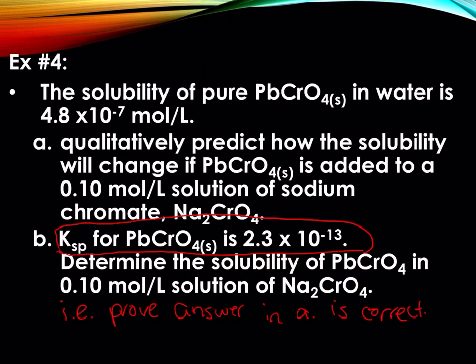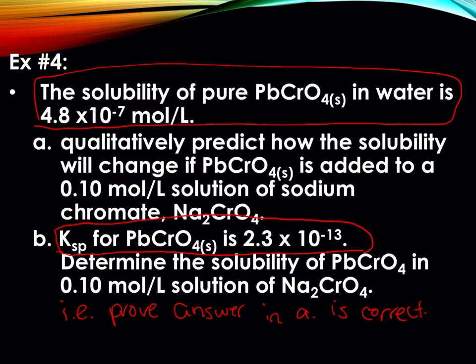Okay, so then in part B, we're basically going to be proving that this answer is right. So the solubility should decrease. So what we're given back here, we're given this, which looks like more information that we need, really. We want our answer in B to be smaller than this number. We're just going to compare. We actually are not going to use this number because we don't have lead chromate dissolved in water.